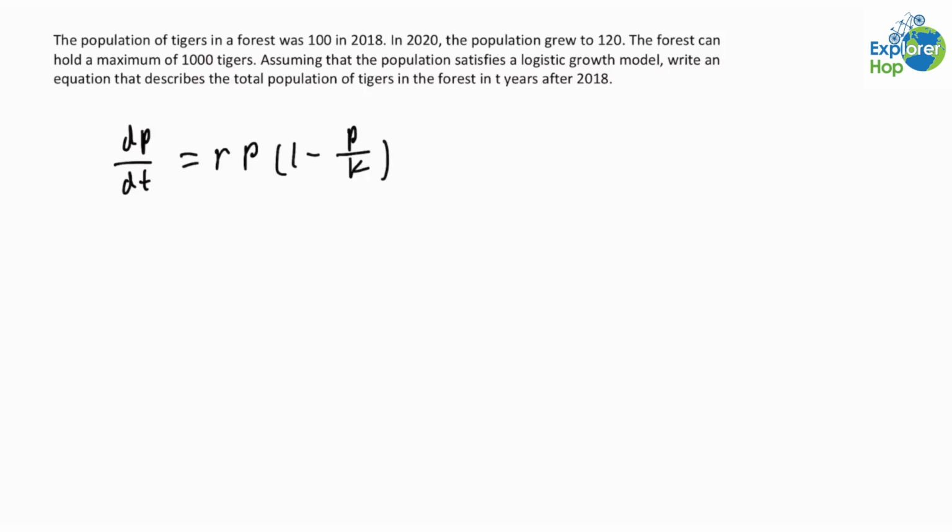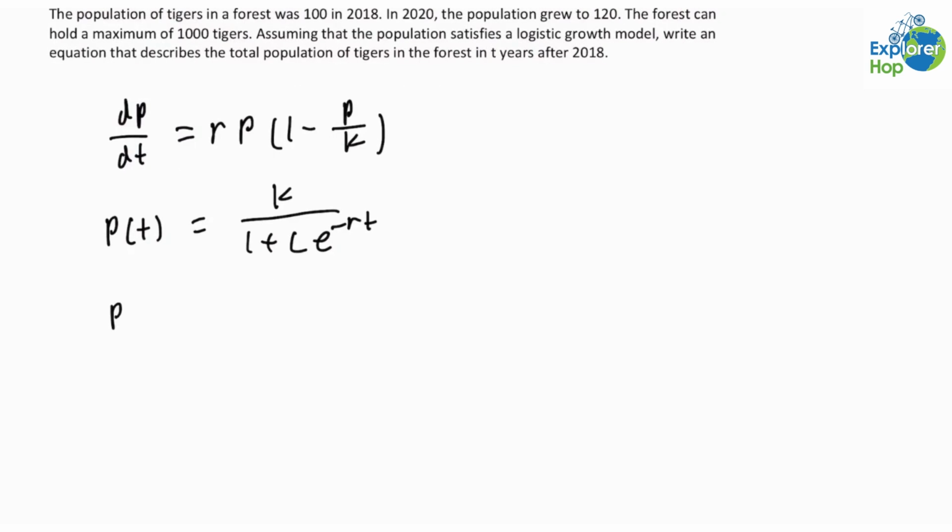And if we were to solve this differential equation, then we would get that the function P(t) is equal to K over 1 plus C times e to the power of negative r t. From the question, we're told that the maximum population of tigers in the forest is 1,000. So that is the carrying capacity, which is the K value. This means that P(t) is equal to 1,000 over 1 plus C times e to the negative r t. And now we need to solve for C and r.